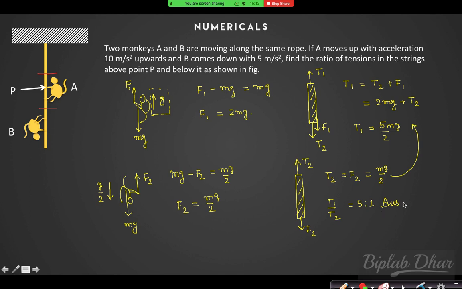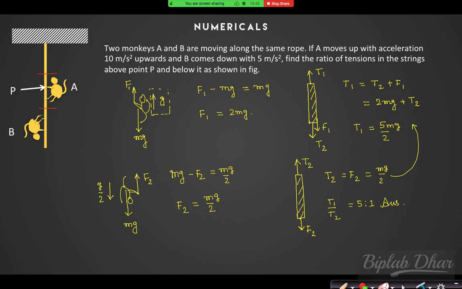Can it ever be possible that F2 will be downwards? Sir, can you please explain the free body diagram of the first monkey? Why is F1 going upward? If the monkey is going upward and its weight is acting downward, then there must be some upward force. Yes, sir. So that is why I have taken this F1 force upward. And what is the magnitude of this F1 force? I have calculated it from the free body diagram equation.